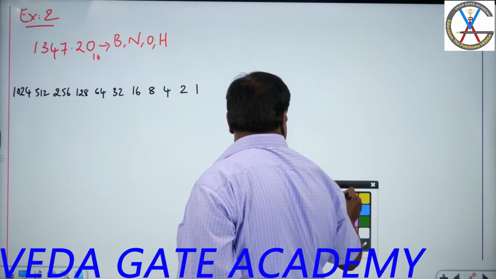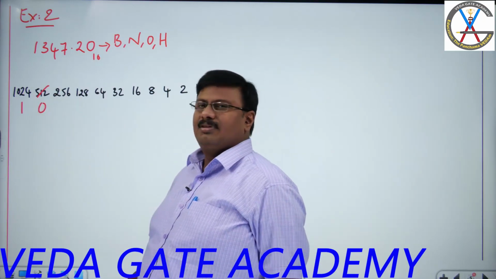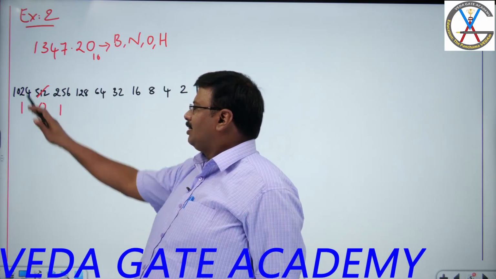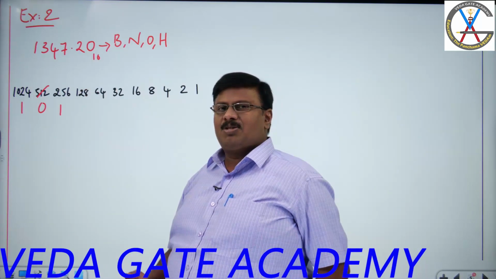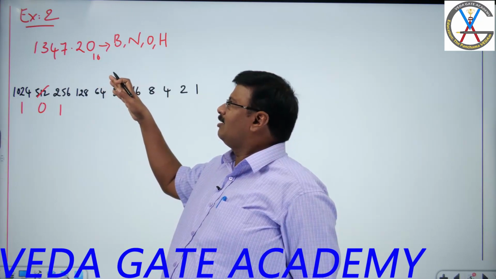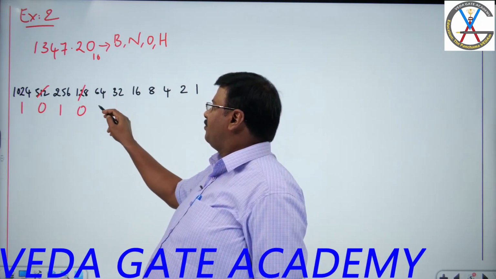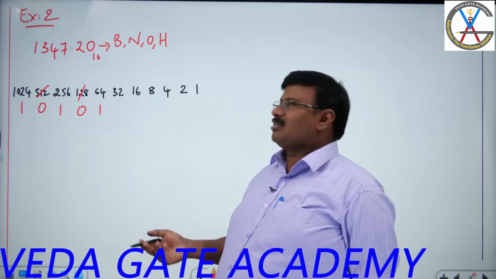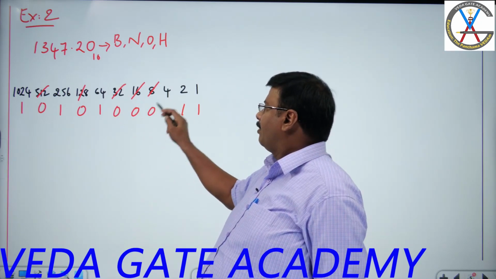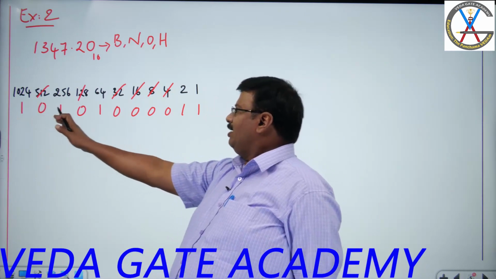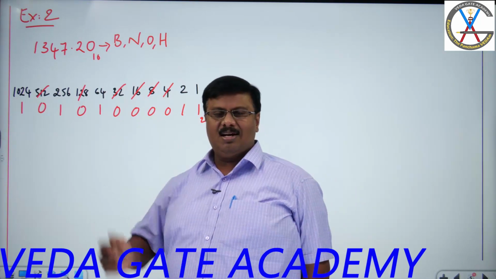Let us start from 1024: 1024 into 1. 512 will be excess, 0. 256 can be taken, 1. 1024 plus 256 is 1280. To get 1347, 67 more is required. 128 need not be taken. 64 can be taken, and 64 plus 3 is 67. 3 would be 2 plus 1. I don't need the remaining values. So 1280, 64 and 3 make 1347. The binary answer is ready, the fastest way.